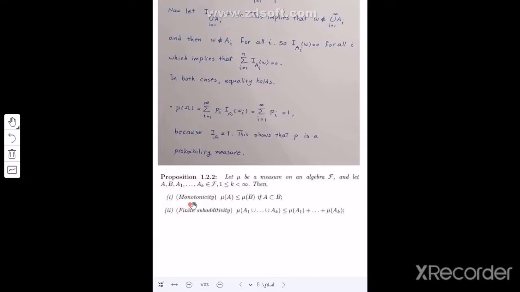The first property is monotonicity. What is this property? If A is a subset of B, where A and B are members of F, then mu of A is less than or equal to mu of B. This property is called monotonicity. I want to prove this property for you. See the next slide.